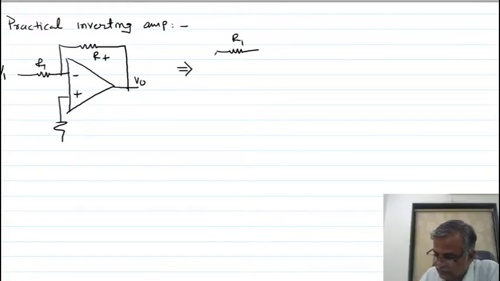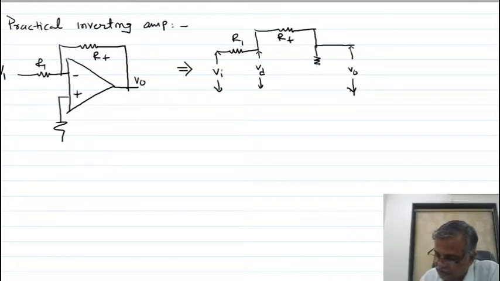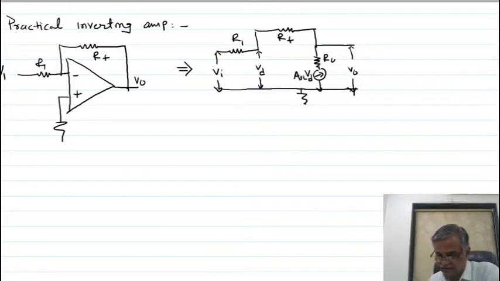This is R1. This I am writing as voltage Vi. Here the differential voltage is Vd. This is your feedback resistor Rf. Here I have shown the output voltage Vo. And here is the output resistance Ro, and this we have written as open loop gain multiplied by Vd. This is your ground line. See, this circuit can be represented by this. This is the equivalent circuit for this inverting amplifier.